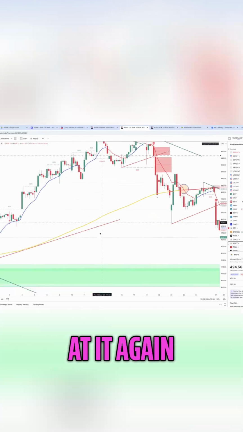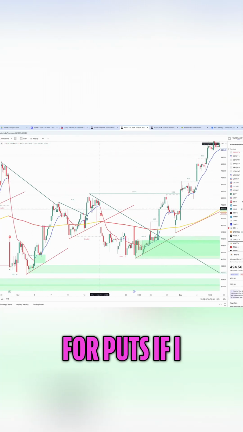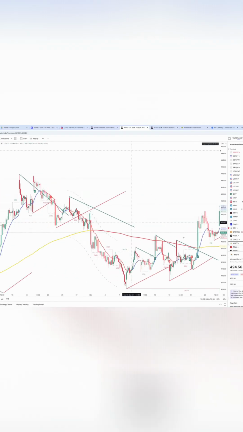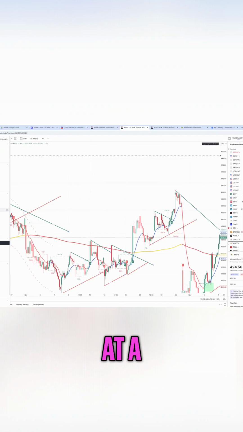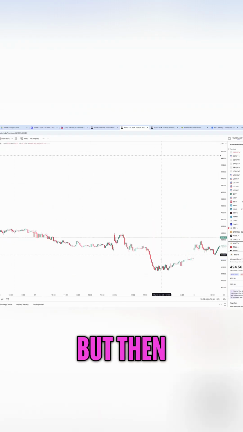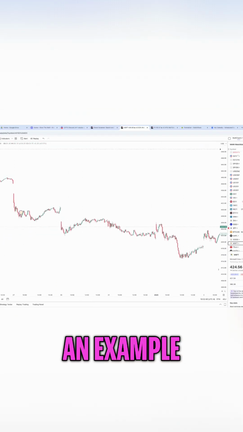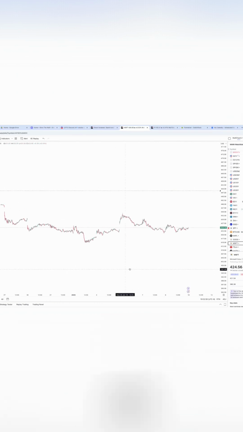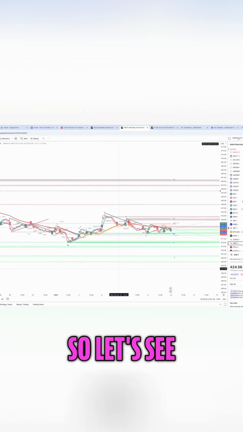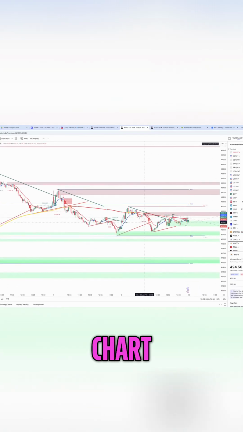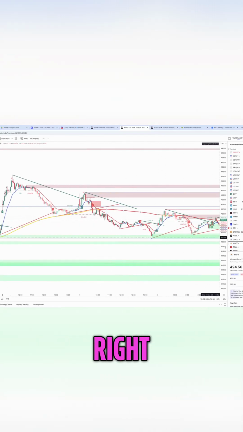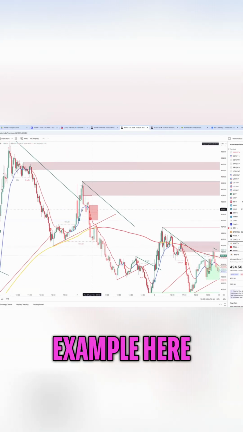So let's go look at it again for puts if I can find some more puts for Microsoft. Let me go to a lower time frame. We're going to look at another example for puts, and then we're going to look at an example for calls. So let's see. Yeah, we've got some institutional sales zones on the 5-minute chart. It's not so choppy, right? So now here we've got another example.